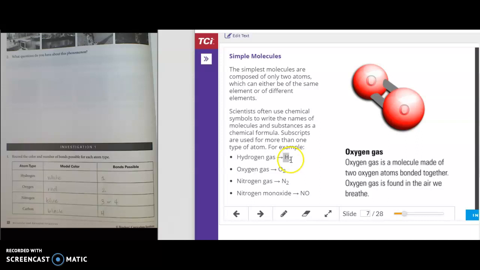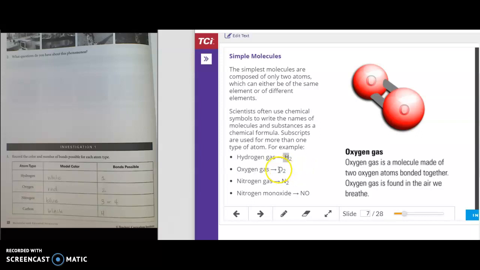And then I have this little baby number 2 right after the H, which means it's a subscript. And what that subscript is telling us is that we have 2 hydrogens in that molecule of hydrogen gas. The same thing applies for oxygen gas.